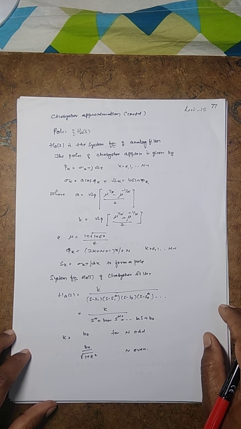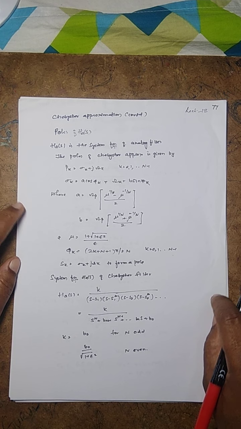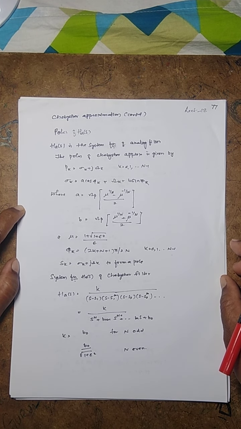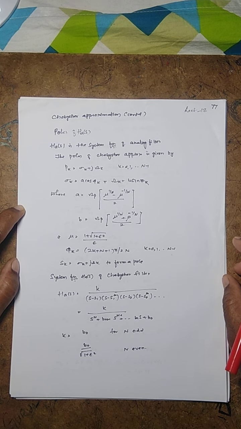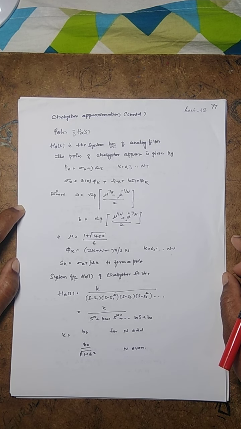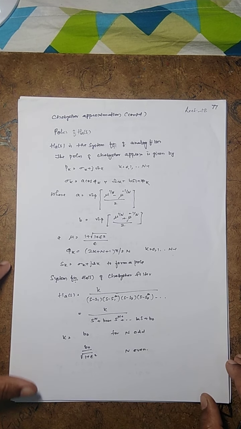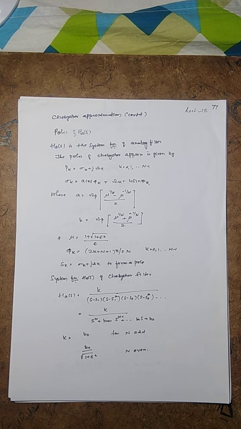So welcome to the next lecture, lecture number 18. In the previous lecture, we started the Chebyshev approximation to design an analog filter. To design a digital filter, first we'll design the analog filter with the given specification. Then we will go for the digital conversion, that is H of S to H of Z.